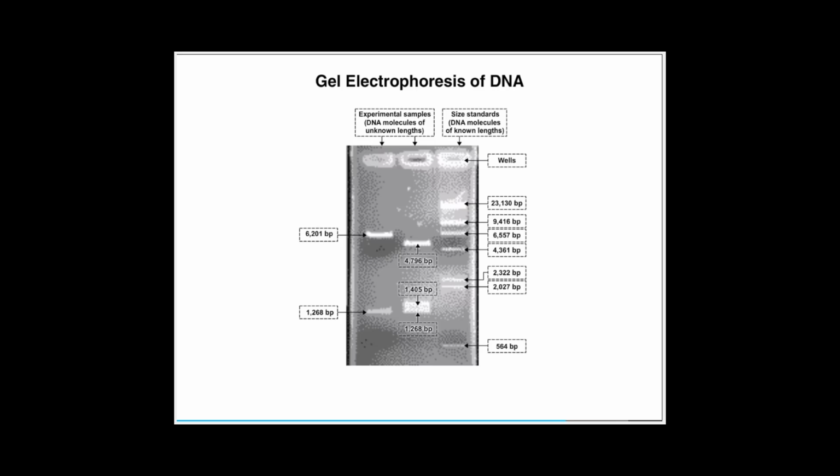To determine the sizes of the DNA molecules whose lengths are not known, their positions are compared to the DNA molecules of known lengths. For the sample on the left, the DNA molecules are 6,201 base pairs and 1,268 base pairs. For the sample in the middle, the DNA molecules are 4,796 base pairs, 1,405 base pairs, and 1,268 base pairs. Notice that the shortest DNA fragments in the left and middle samples are the same lengths, indicating that these DNA samples were cut at the same sites, the fragment's ends, with the restriction enzyme that was used.